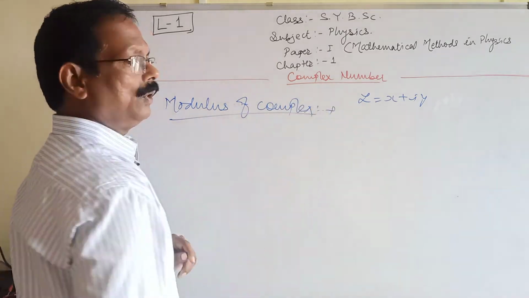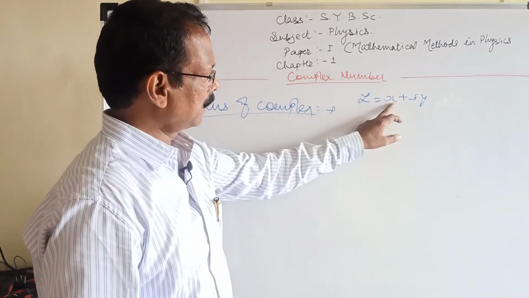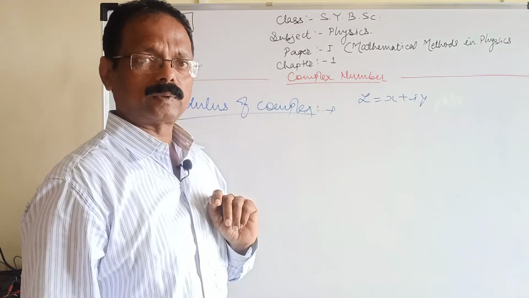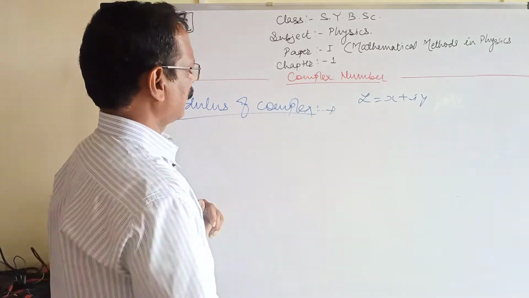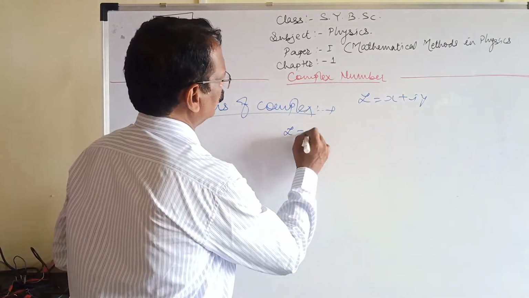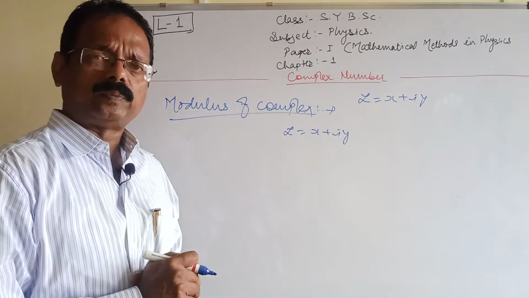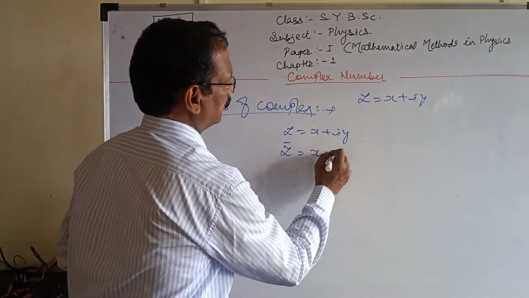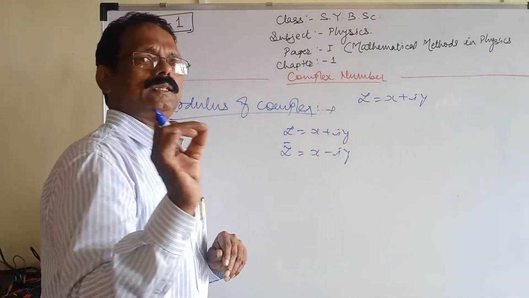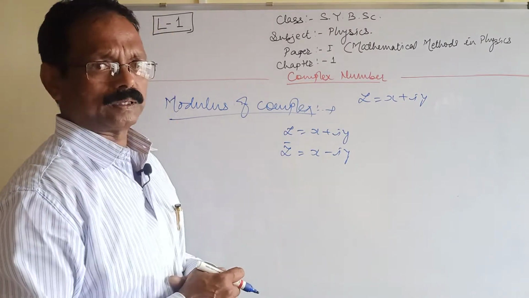Now we know the complex number is defined as z is equal to x plus iy, where x is the real part and y is the imaginary part of the complex number. Now what is the modulus of the complex number? As we know, z is equal to x plus iy. Now what is the complex conjugate of z? The complex conjugate, z bar, is equal to x minus iy. We only change the sign of the imaginary part, so you get the complex conjugate.